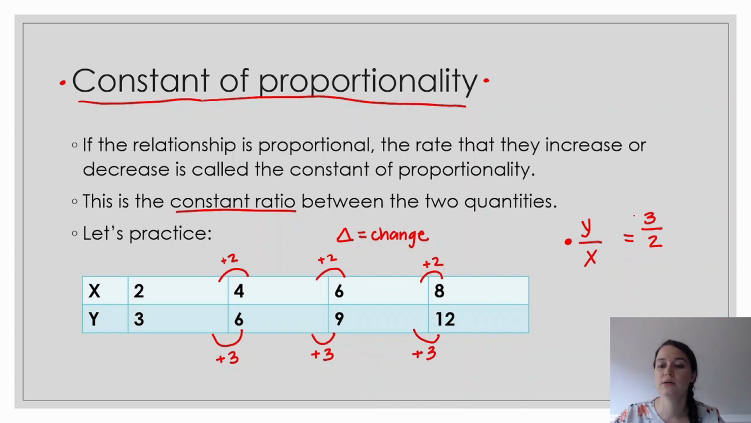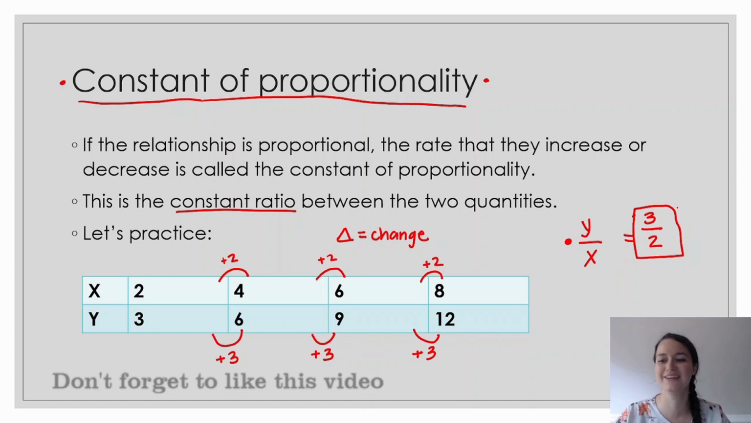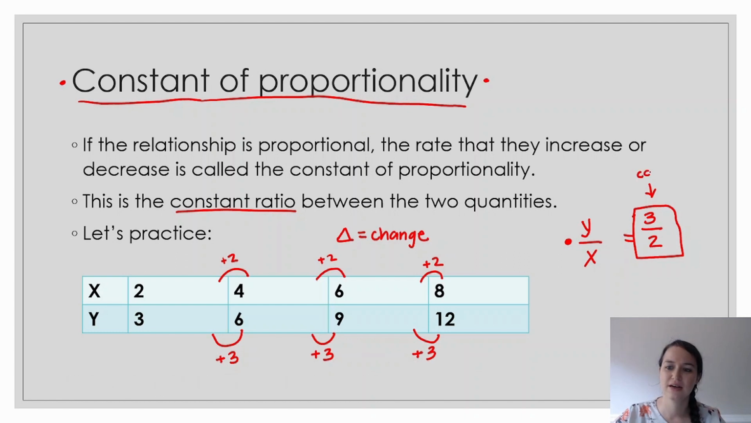So my constant of proportionality is 3/2, okay? And you can leave it like that. You can change it to 1.5. I wouldn't use a mixed number here because that will get confusing in the future, especially when you get to slope. It's all connected. So 3/2 is your constant. I'm gonna call it the COP, constant of proportionality. Okay, we're gonna do a few more practices on this.